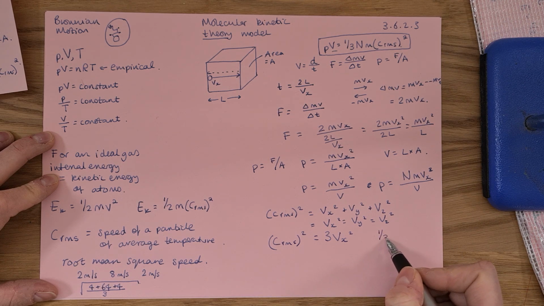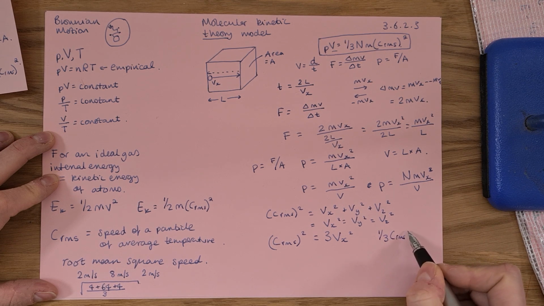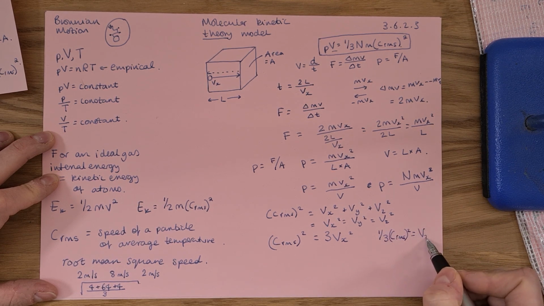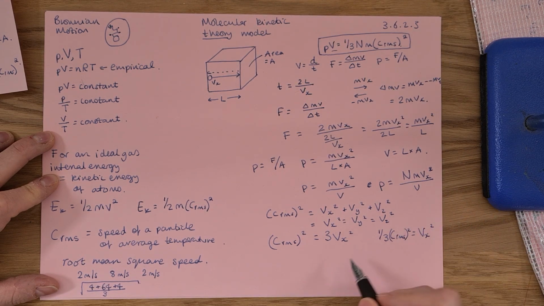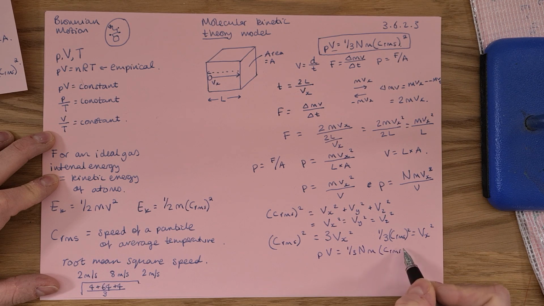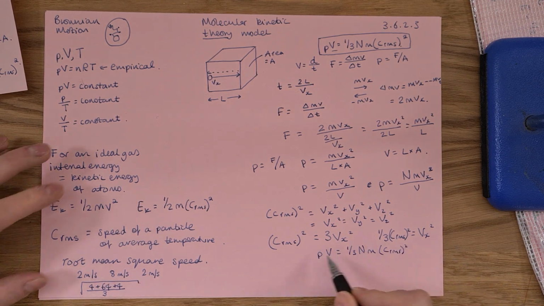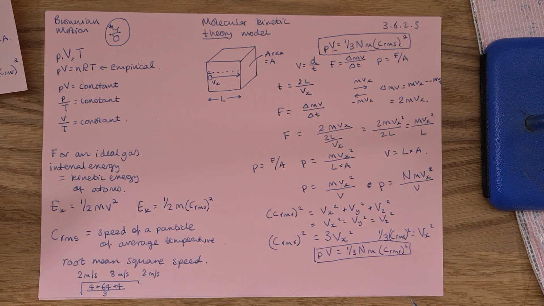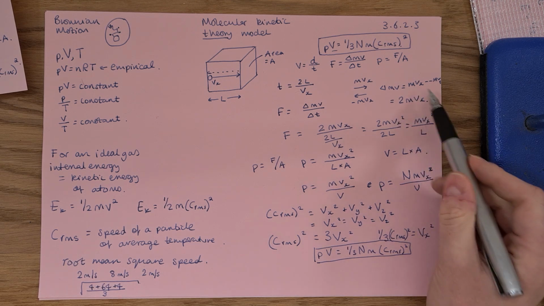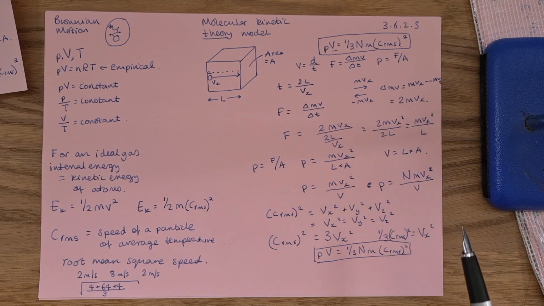So therefore a third CRMS squared is going to be equal to the velocity in the x direction squared. And then we just sub that back into that one and we get PV is equal to a third NM CRMS squared, which is what we were trying to derive. And you've got to know the equations that are used. It's called an algebraic approach and it involves conservation of momentum. So this is the idea of conservation of momentum, that the change in momentum is twice the original momentum.